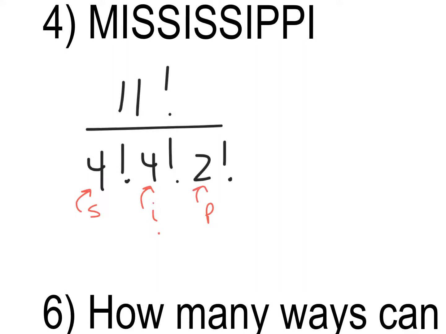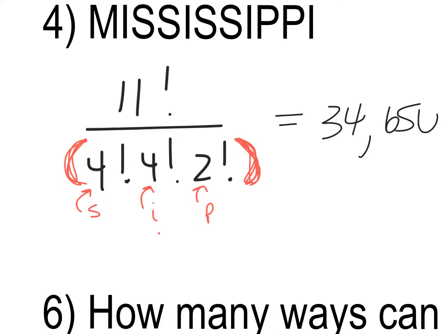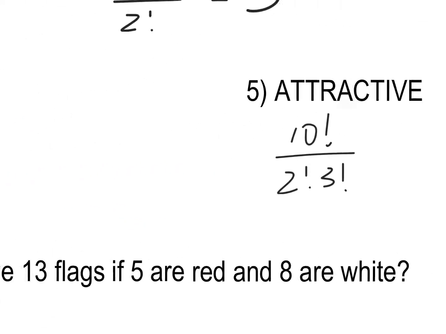When you type this into your calculator, make sure that you put parentheses around the entire denominator. Otherwise, it might only do 11 factorial divided by 4 and then multiply by these 2. So you'll want to use parentheses in your calculator. Go ahead and type that in and verify that you get the right answer here. It's 34,650. Really big number.